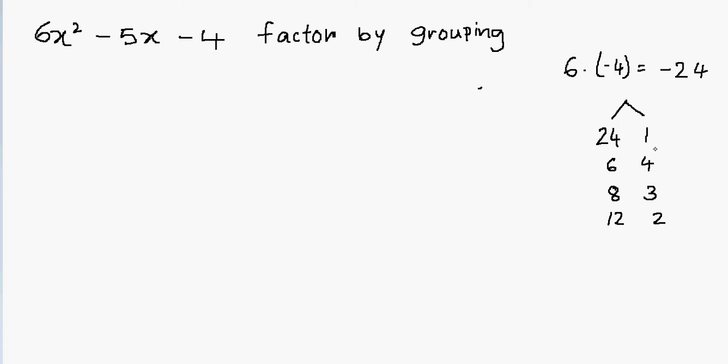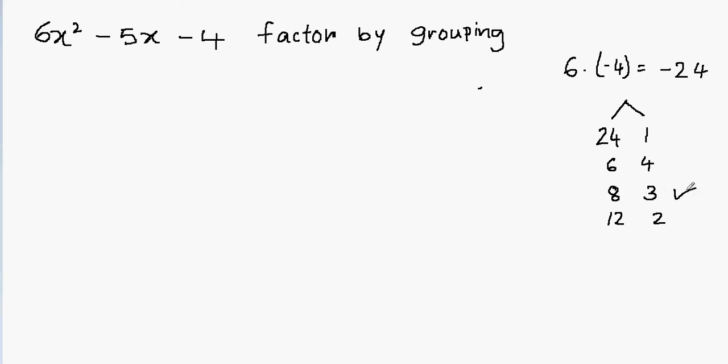Now we have to think which number will be negative, since the product of these two factors is negative 24. And when do you get a negative product? That means that one number has to be negative. If both the numbers are negative, then the product will be positive. But here in our case, one number is negative. That's why your product is negative. So either 8 will be negative or 3 will be negative.